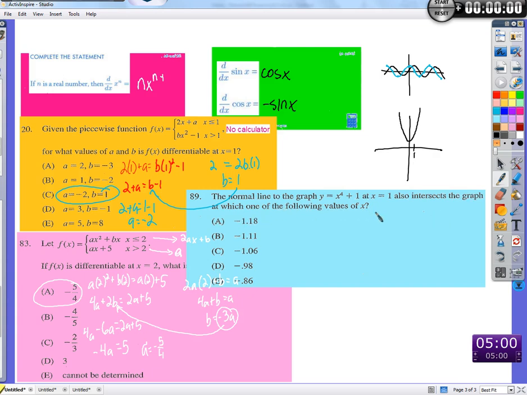So normal is another word for perpendicular. So if we go to 1, and we put a point there, and we look at the tangent line, the normal line would be the line that's perpendicular to that line. And it's saying, also intersects the graph at which one of the following values of x? This one right here. So we need to find the slope of that. We need to find and take the inverse slope of that. What would be the inverse slope?